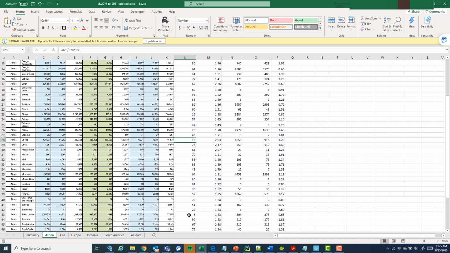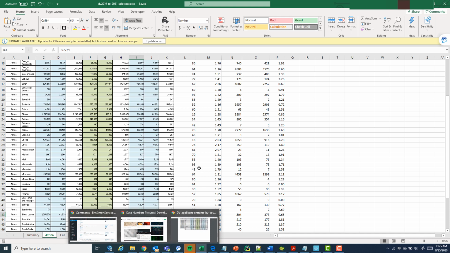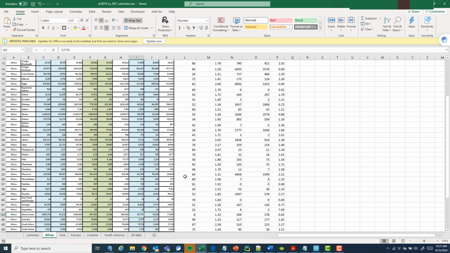And again, there's Sierra Leone, right, 6%. So it went down. It had 1 million entries in 2019, nearly 1 million entries in 2020, and 57,000 in 2021. I mean, it's staggering.